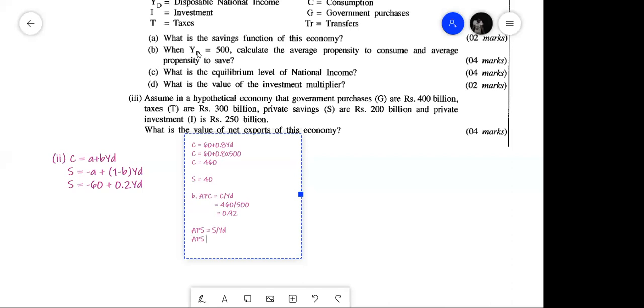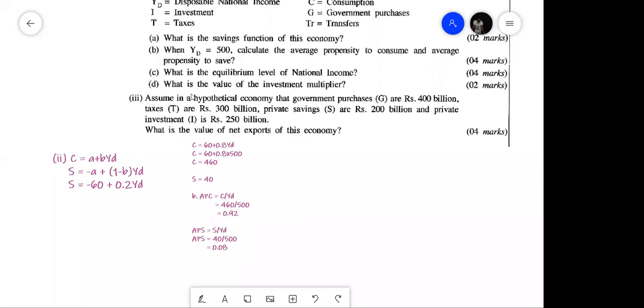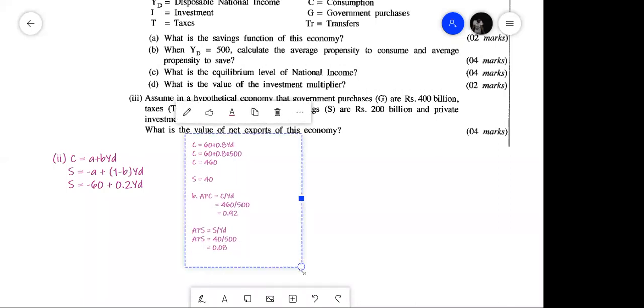Okay, so then how much is our APS? Savings is 40, and our disposable income is 500. So how much do we get? We get 0.08. So that's your part B for 4 marks. Easy as it gets.